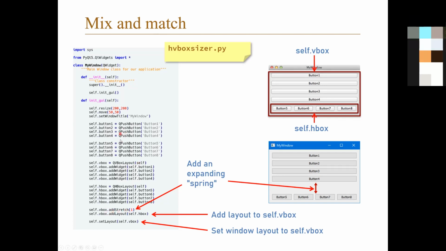So here we first create the controls. We create a vertical box layout, which we add the first 4 controls. We create a horizontal box layout, which we add 5, 6, 7, 8. And then we set the layout, the vertical box, we add a layout Hbox to that one. And that is this part here. And then we set the main vertical box as the main layout of the window here at the bottom.